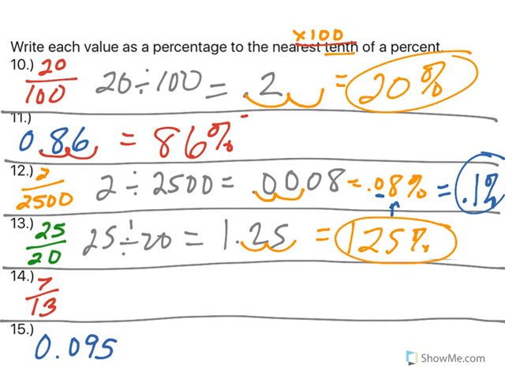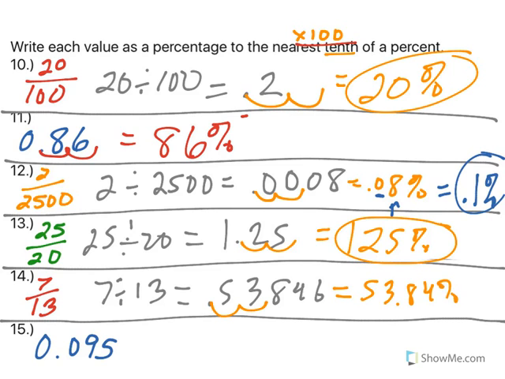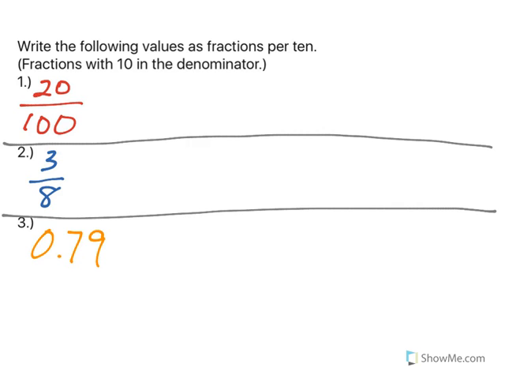All right, number 14, we take 7 divided by 13, which gives me 0.53846. Moving 2 places gives me 53.84%. Remember, I want to go to the nearest tenth. 4 rounds down, and I end up with 53.8%. In the last one, we're already in decimal, so I just moved 2 places, and I'm at 9.5%. So decimal to a percent is easy. Move the decimal 2 places to the right.